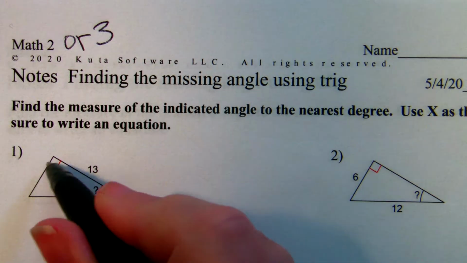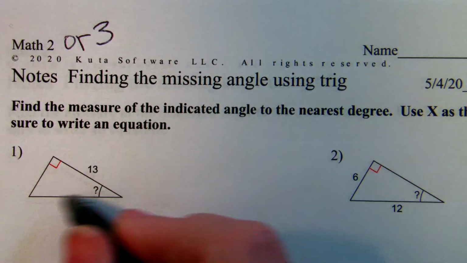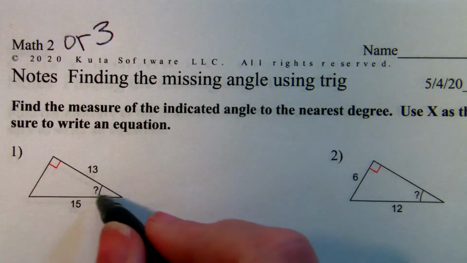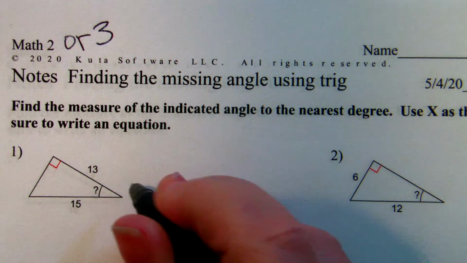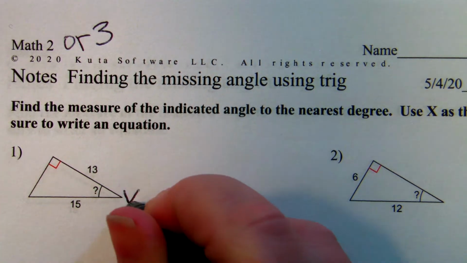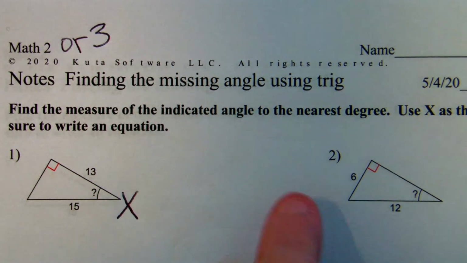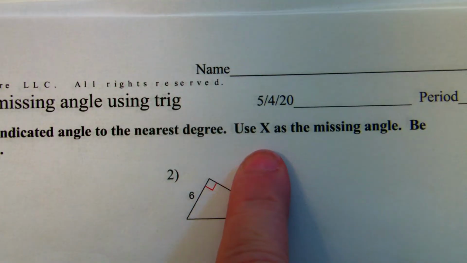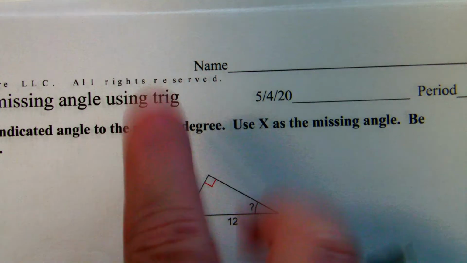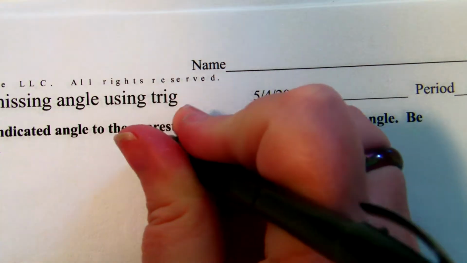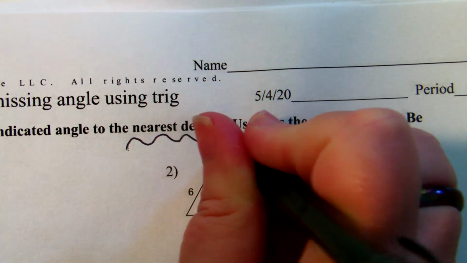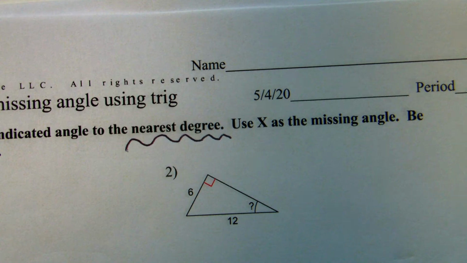So we have a right triangle, but neither of the angles are labeled. This one has a question mark. So the question mark one we're going to call x. It says use x as the missing angle, and it says to round it to the nearest degree. So no decimal places, just degree.